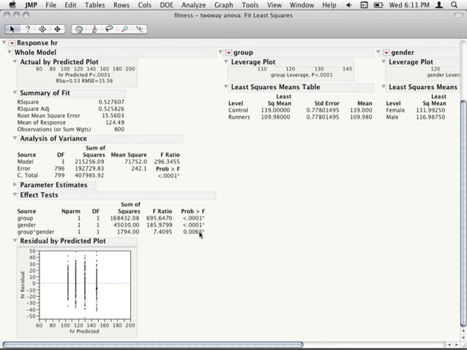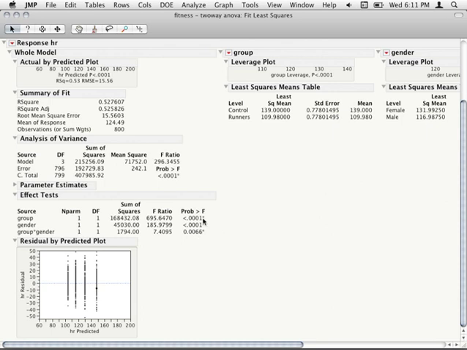We see already that we have a group by gender interaction, which is indicating to us, of course, that the effect of group depends on which gender you are. So depending on which gender, how being a runner or control affects your heart rate is differing somehow. We don't have an idea of how it's differing yet, but we know that it differs somehow, or we have evidence that it does.